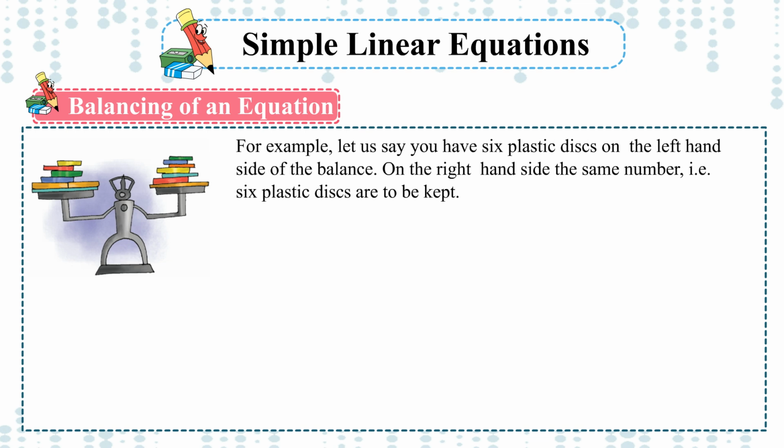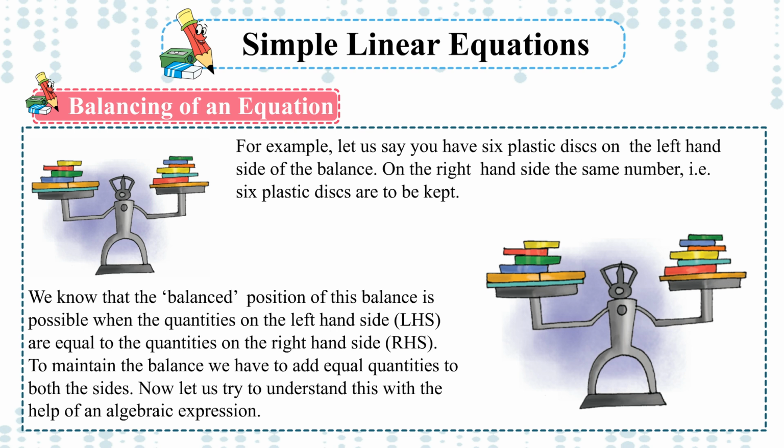For example, let us say you have 6 plastic discs on the left-hand side of the balance. On the right-hand side, the same number, that is 6 plastic discs, are to be kept. We know that the balanced position of this balance is possible when the quantities on the left-hand side, LHS, are equal to the quantities on the right-hand side, RHS. To maintain the balance, we have to add equal quantities to both the sides.